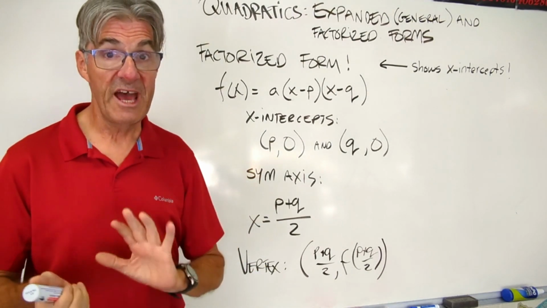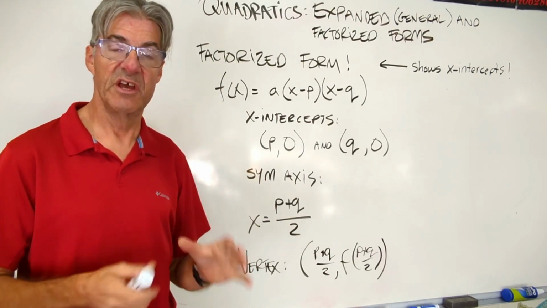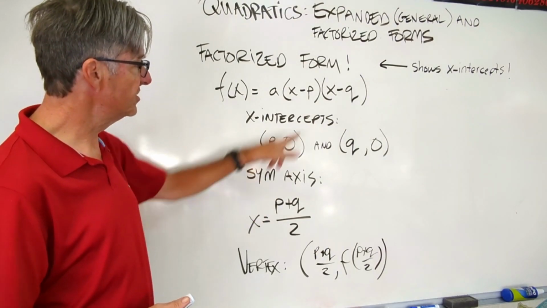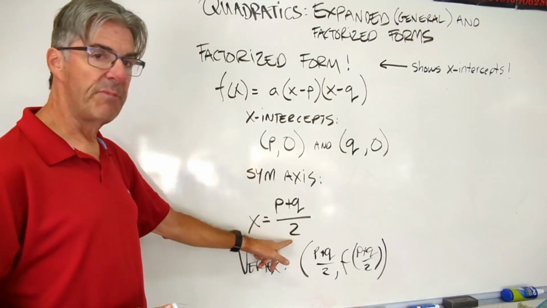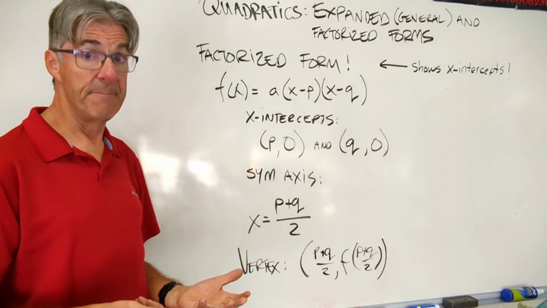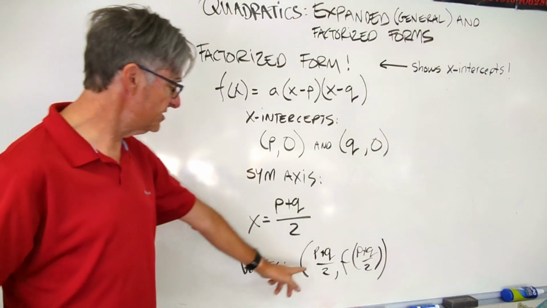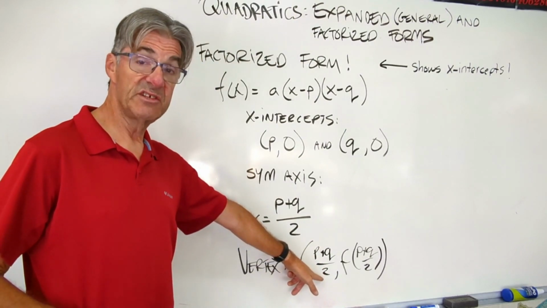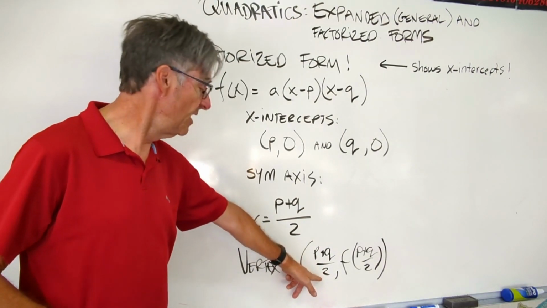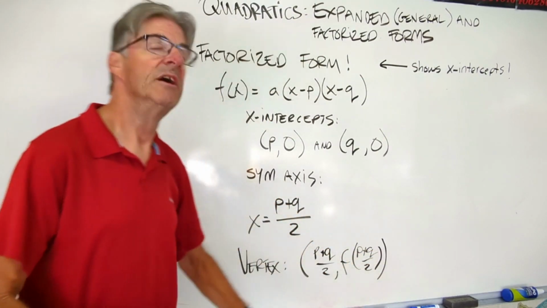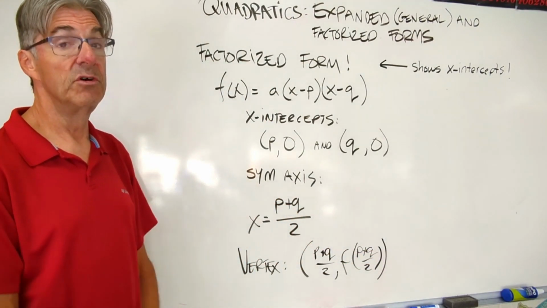So we could also get the symmetry axis and the vertex in a fairly similar way as to general form. So the symmetry axis is just (p + q)/2. And we'll show that in a minute when we get to the graph, why that's the case. And then the vertex is just (p + q)/2. That's the x-coordinate of the axis of symmetry. And then you run that value through the function, f((p + q)/2), to get the y value, and that will give you your vertex.